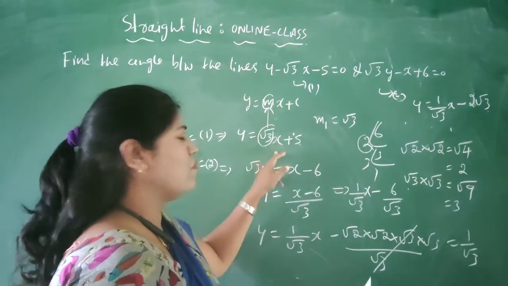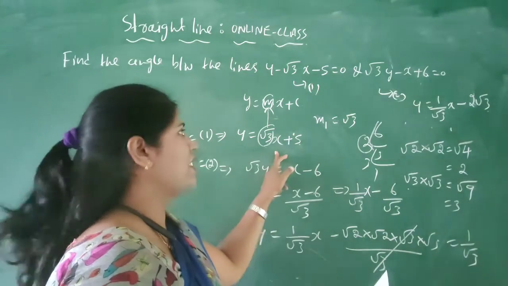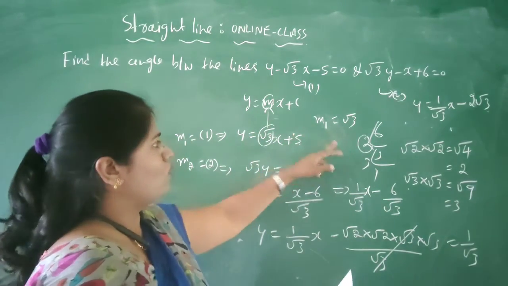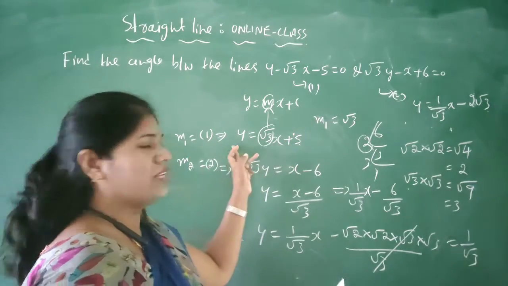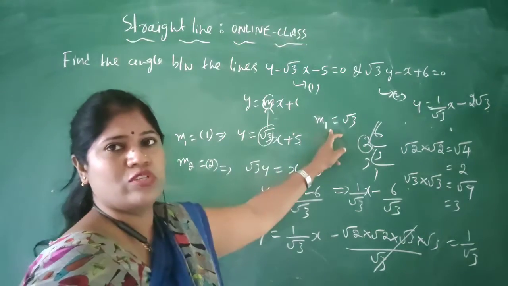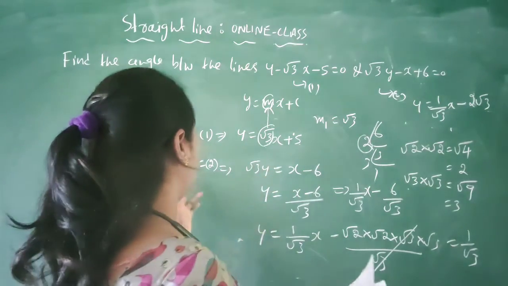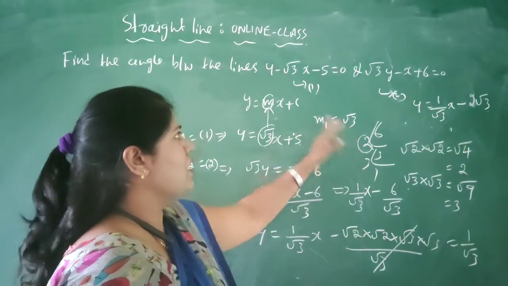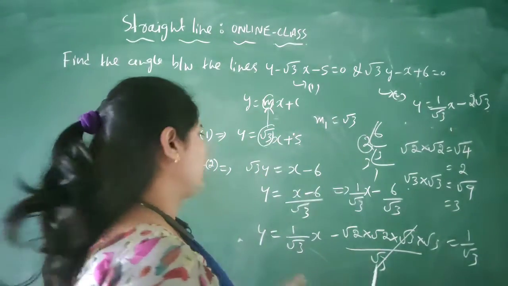After that we have to compare with y is equals to mx plus c. So where m is equals to root 3. There are two lines here, that is why we are calling it as m1 and m2. So m1 is equals to root 3. Similarly, go for m2. It is also not in the order. We have to write in terms of y is equals to mx plus c.